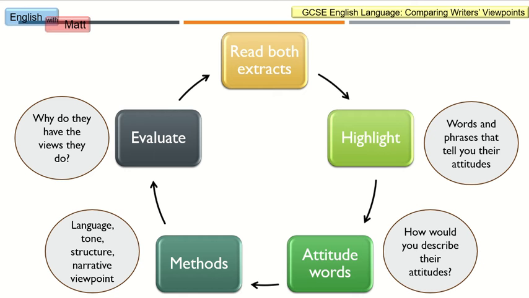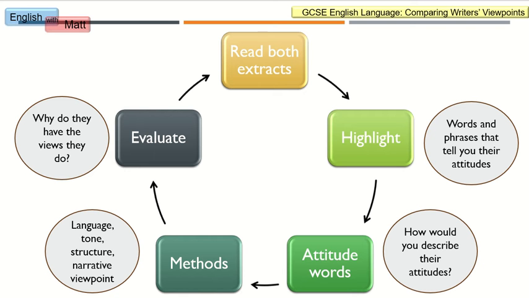Look at what you've highlighted as well. What methods are used? So you need to think about writers' methods. So it could be language, tone, structure, or narrative viewpoint. And then the most important thing I would argue is the evaluate box, which is why do they have these views? What has happened to them? Why are they expressing these kind of views? What are they feeling? And when you're talking about writers' feelings, you're talking essentially about their perspectives. So that is the process that students need to follow with paper 2, question 4.